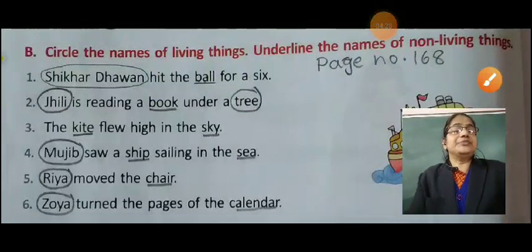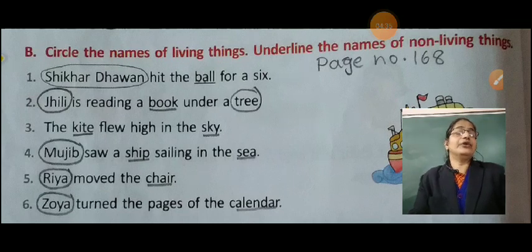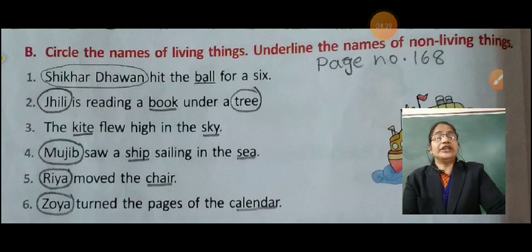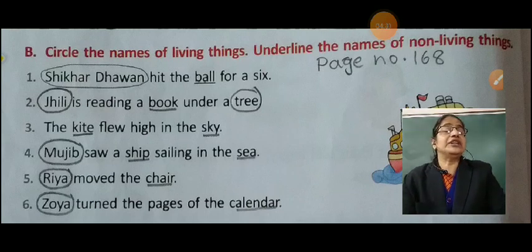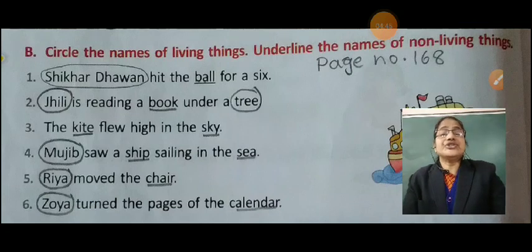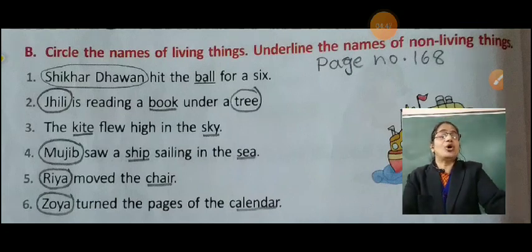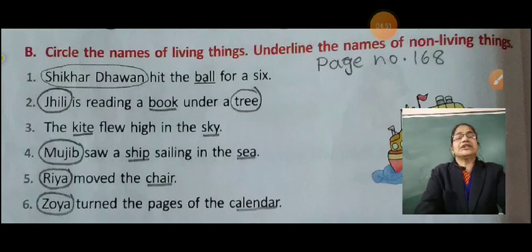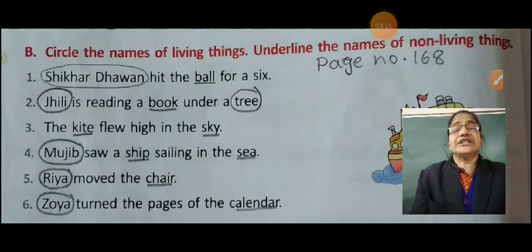Now exercise B, circle the names of living things. Underline the names of non-living things. You can circle living things here and underline non-living things. Okay, now first one, Shikhar Dhawan hits a ball for a six. Now first sentence, you can see which is the living thing or non-living thing.